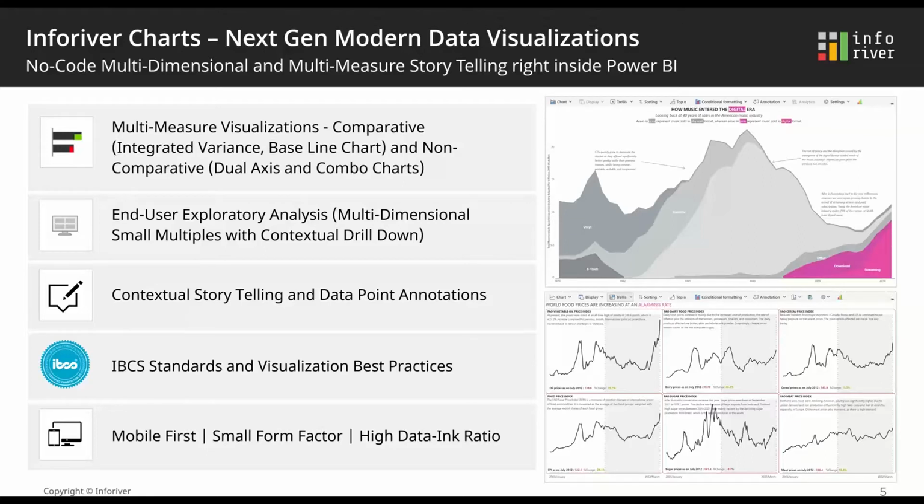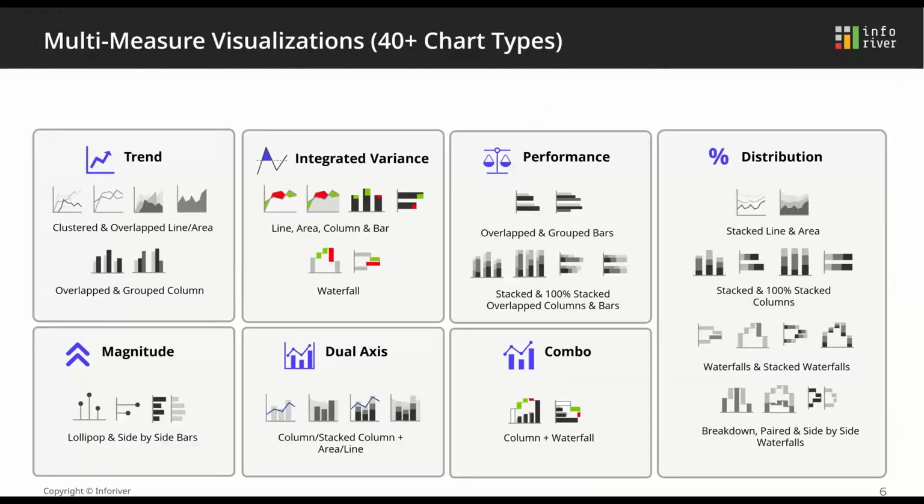So this is the core of the innovation that we are trying to bring to the space of visualization. Now, what does it mean? Are we doing it with one chart, two charts? No, we have invested quite a bit in making over 40 different chart types, most popular chart types for trend analysis, integrated variance for multi-measure analysis, for performance, your stack charts, for your distribution with waterfall charts, or for doing your bar charts, for magnitude, your dual axis charts, and your combo charts.